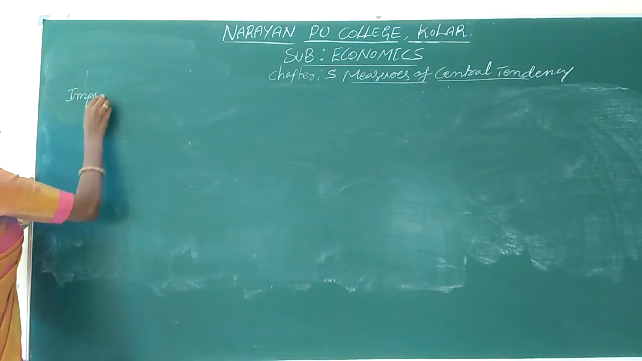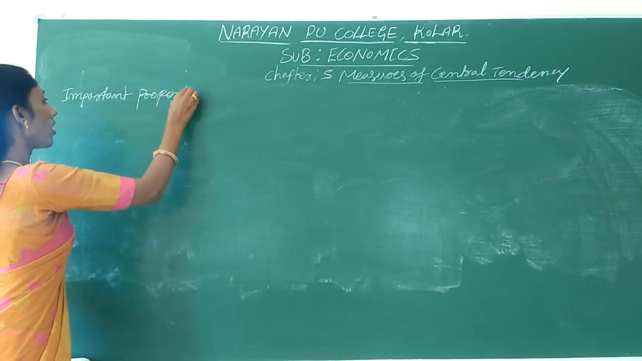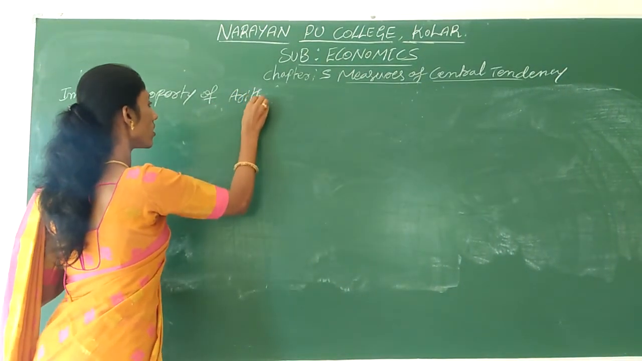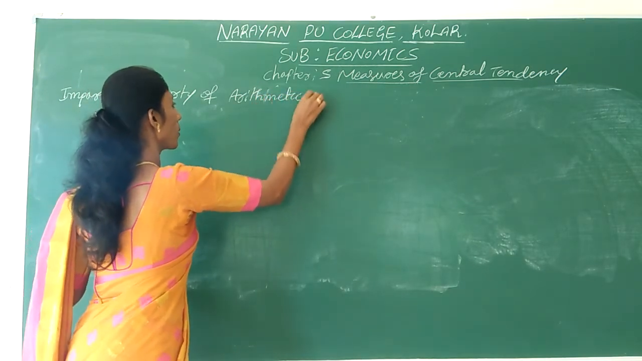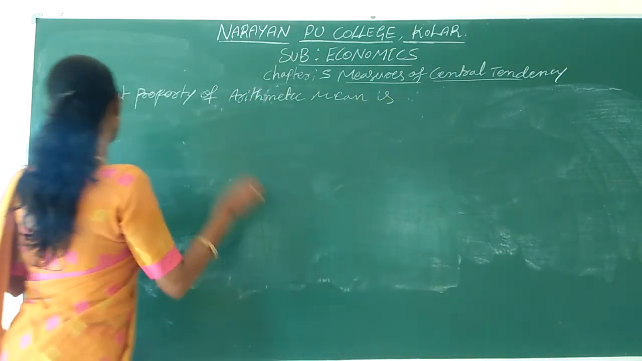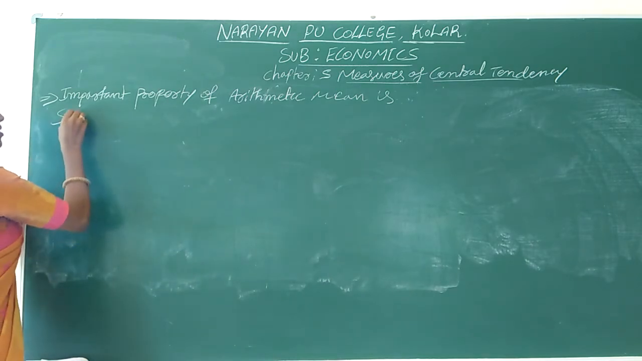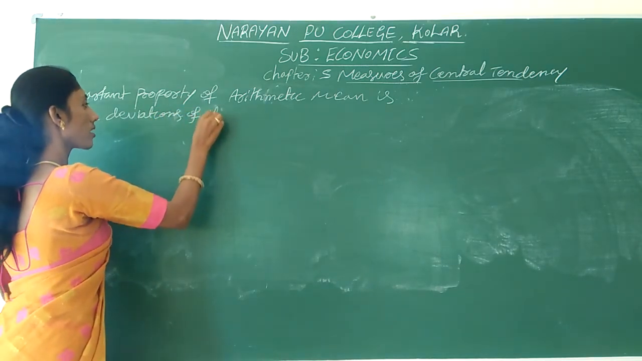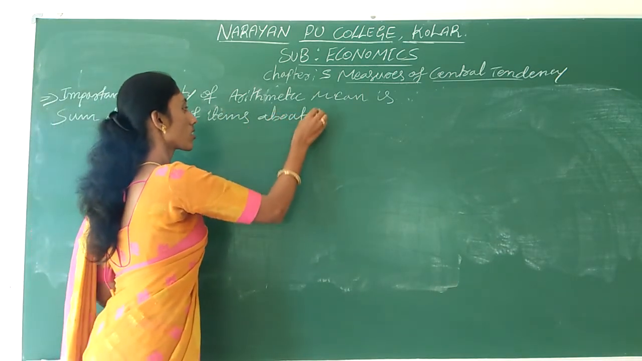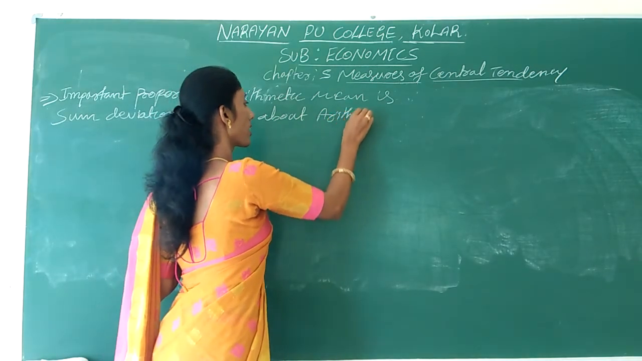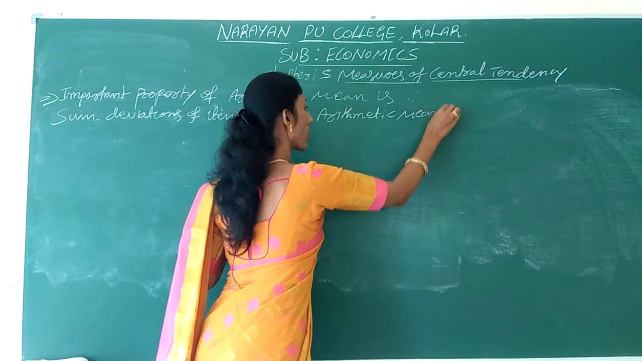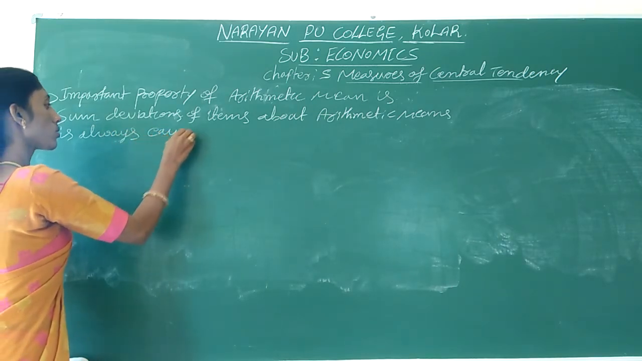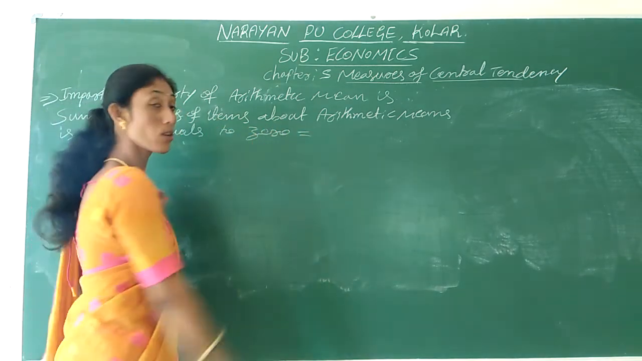Important property or the feature of arithmetic mean is, write down, it is most important, the last one: the sum of deviations of items about arithmetic mean is always equal to 0. Always equal to 0.